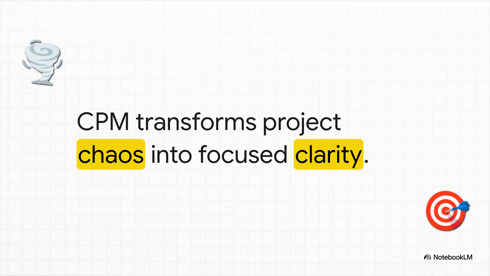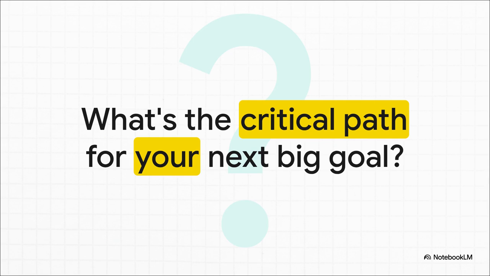So, when you boil it all down, what the critical path method really does is take the overwhelming chaos of a complex project and, well, it just transforms it into pure, focused clarity. It tells you exactly where to look and what to defend to get your project done on time. So I'll leave you with this. The next time you're looking at a big challenge, could be a huge project at work, could be a personal goal, ask yourself, what are the steps that have to happen in order, and which ones have zero slack? What's my critical path? Because finding it just might be the single most important key to your success.